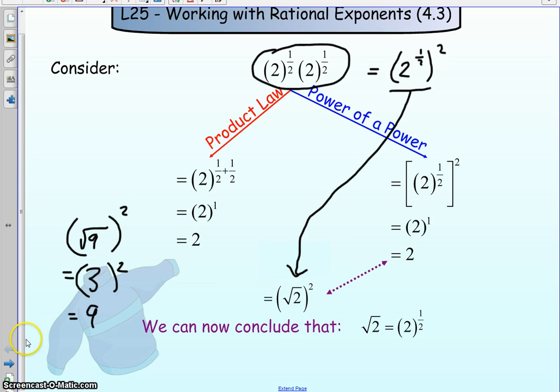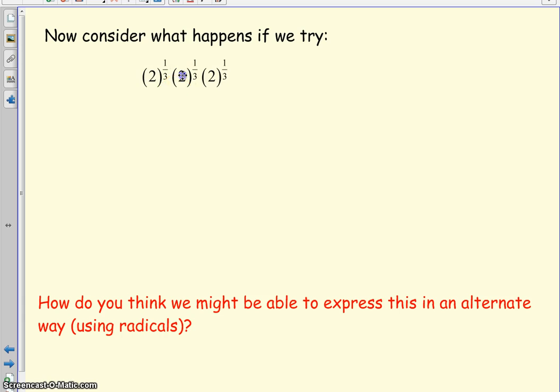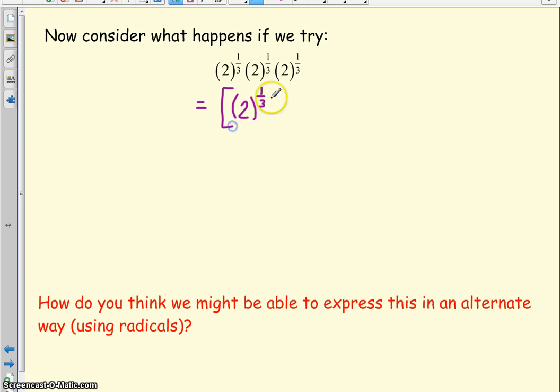Okay, now let's see what would happen if we tried something similar with 2 to the 1/3 times 2 to the 1/3 times 2 to the 1/3. Using our power of a power rule, this is 2 to the exponent 1/3 multiplied by itself. There's 3 of them. So this is the same thing as 2 to the 1/3, all to the exponent of 3. What we would then do here is multiply the exponents. 3 times a third gives me 1. So it's the same thing as 2 to the exponent 1, which is equal to 2.